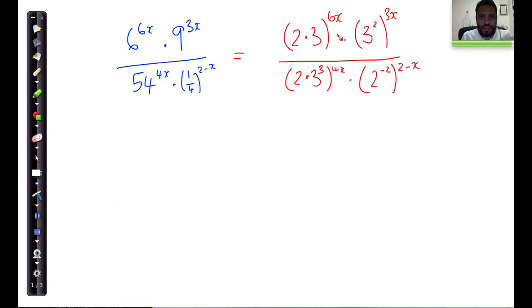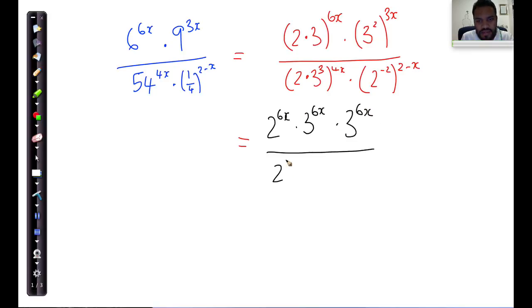We want to take 2 to the power of 1, and we're going to say 1 times 6x. That's going to simplify into the following thing. It's going to give me 2 raised to the power of 6x, multiplied by 3 to the power of 6x, multiplied by 3 to the power of 2 times 3x, which is going to be another 6x again. Okay, divided by 2 to the power of 4x, multiplied by 3 to the power of 12x.